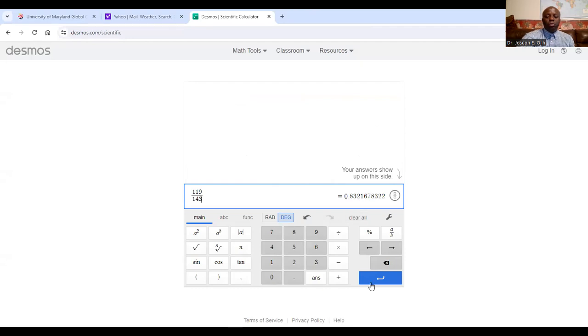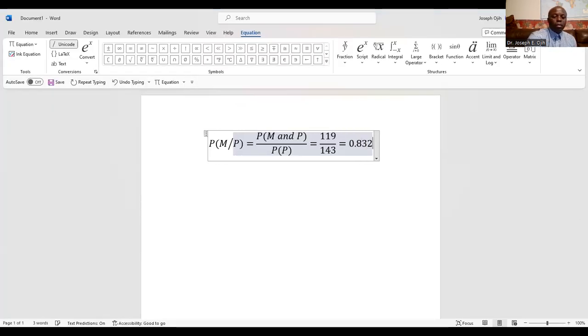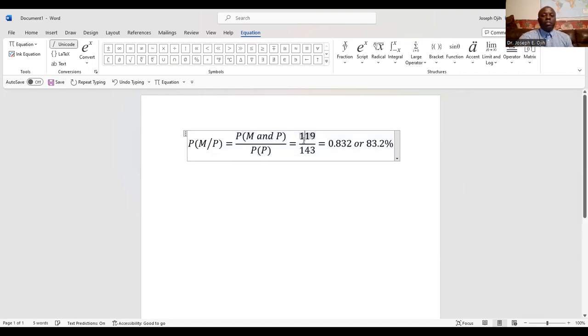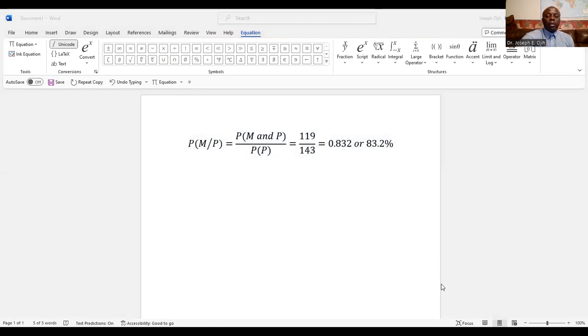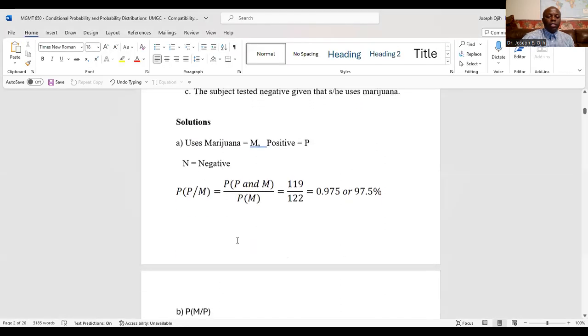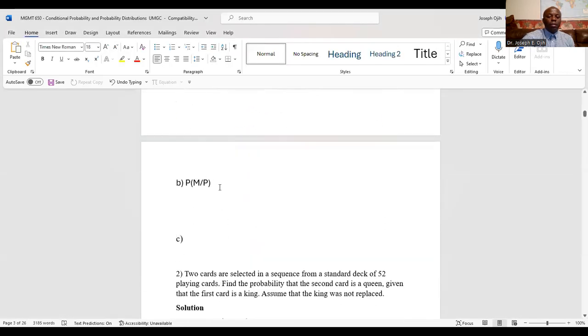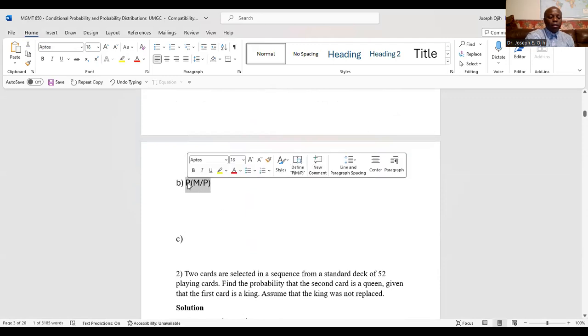0.832. So I'm going to put it right there. Or if you like, you can call it an 83.2% chance that the subject uses marijuana, given that they tested positive. So I'm going to copy this and then paste it right here, for the second part B.